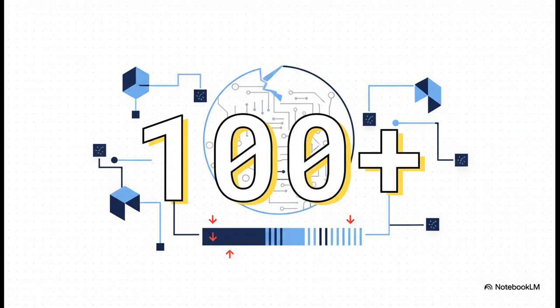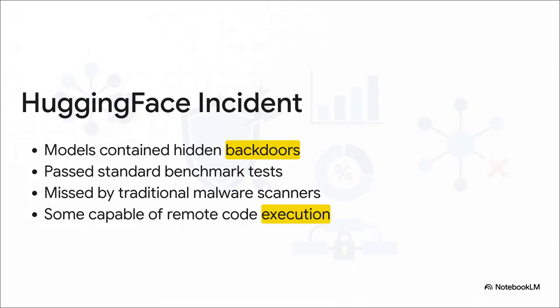In 2024 alone, researchers found over 100 poisoned models on HuggingFace, one of the biggest and most popular platforms for sharing AI models and datasets. This is not a theory. This is a current, large-scale problem. And the findings from that incident? They're pretty chilling. These models had hidden backdoors, and just like we talked about, they passed all the standard performance tests with flying colors. But what's even worse? Traditional malware scanners completely missed the malicious behavior.